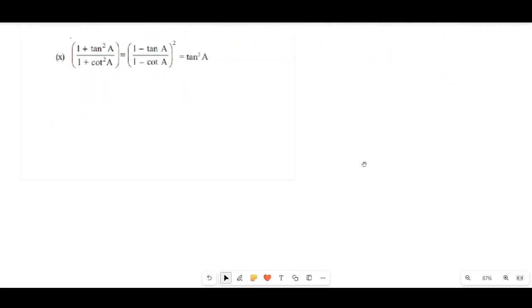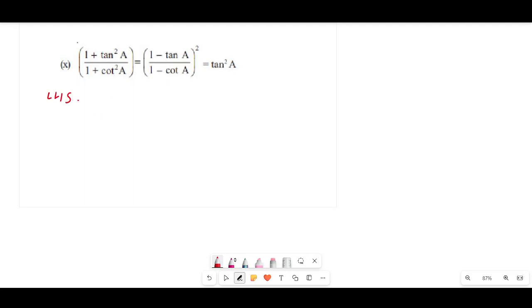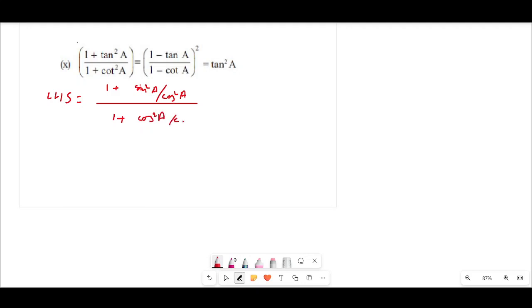Now come to the next part of the question. This is a very simple question, but it has a common phenomenon. First, the left hand side. Now we should simplify this. 1 plus sin square A upon cos square A. Clear? Then 1 plus cos square A upon sin square A.